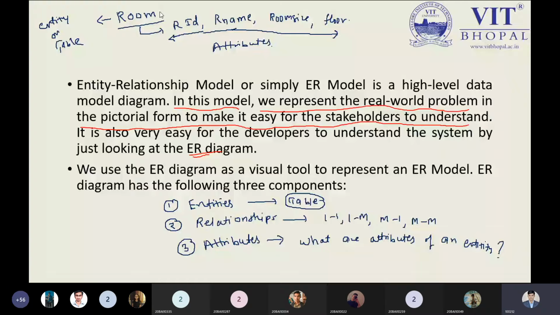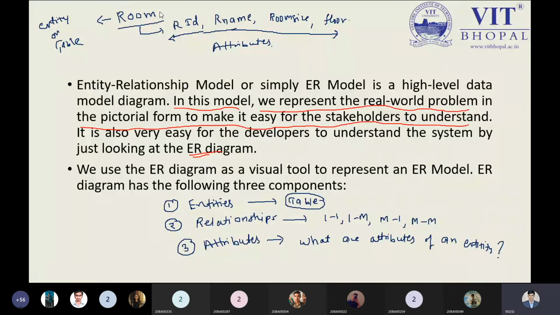Room. A student asks me, sir, what could the properties or attributes of a room be? Simple: room ID, room name, room size, and on which floor the room is available. Room ID could be the room number. Room name, I'm putting A block 305. So 305 is the room number, and A represents the block. Room name we can write as the combination of the block and the room number, so room name could be A305 and room ID will be 305.